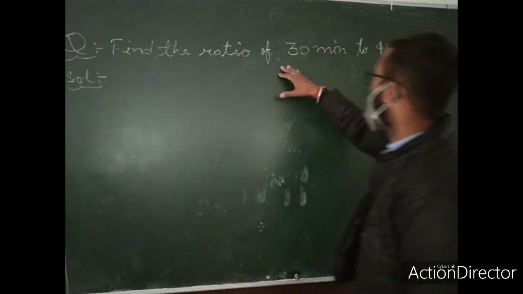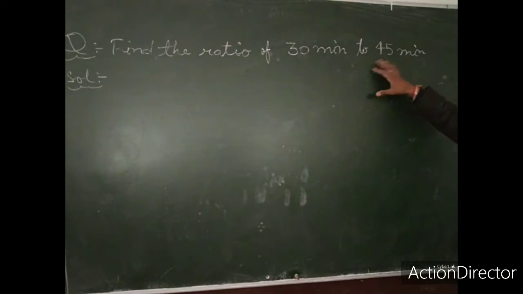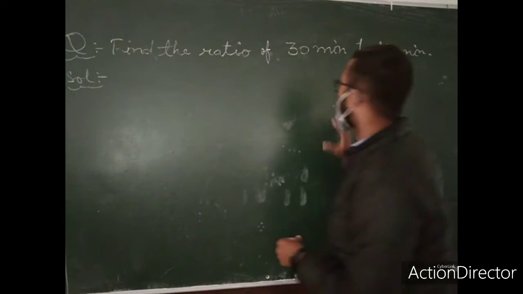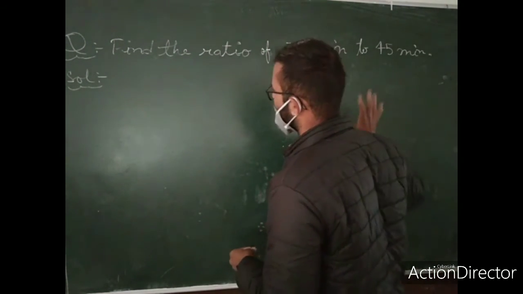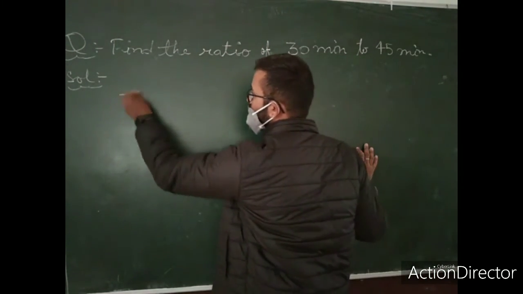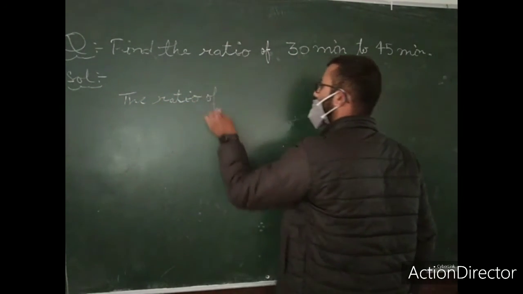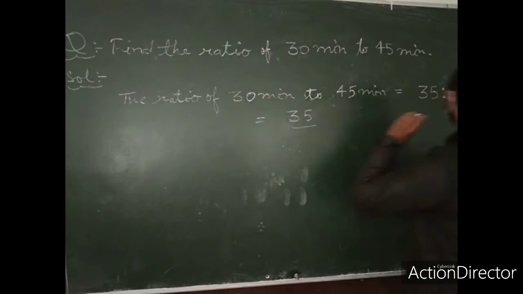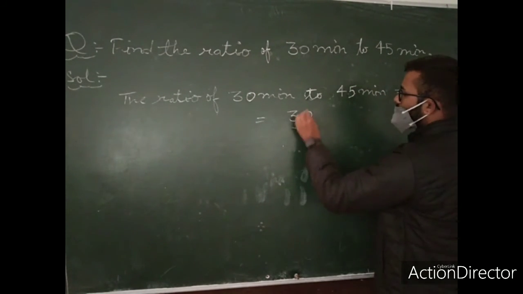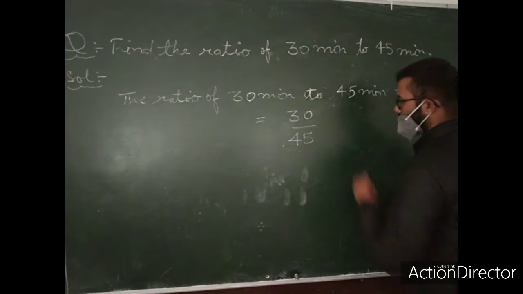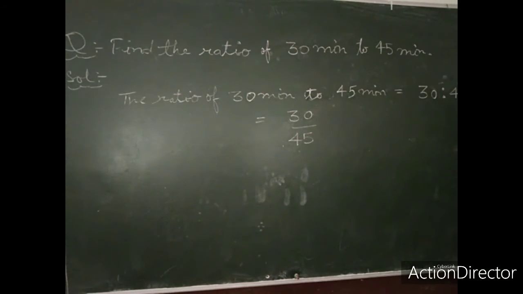Find the ratio of 30 minutes and 45 minutes. So here first we write both values as a ratio. So here we write the ratio of 30 upon 45.